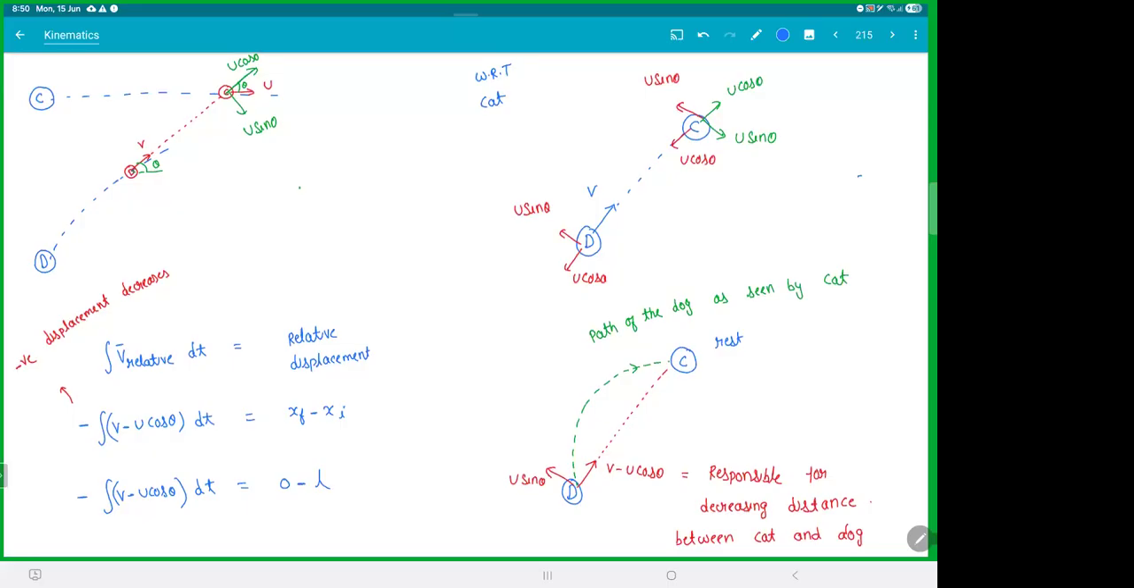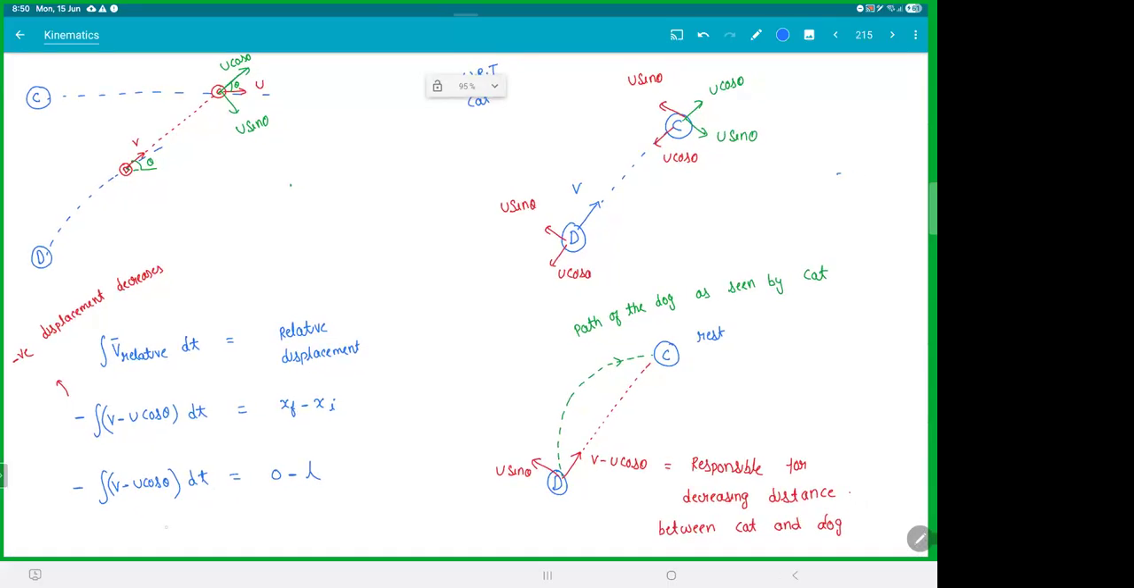Now, if you simplify this, that will be integral of (V minus U cos theta) dt is equal to L. This was your equation 2. Please have a look at this. Once we got these two equations, the job's done. So whenever you get these kind of problems, this is the only way to approach, right?